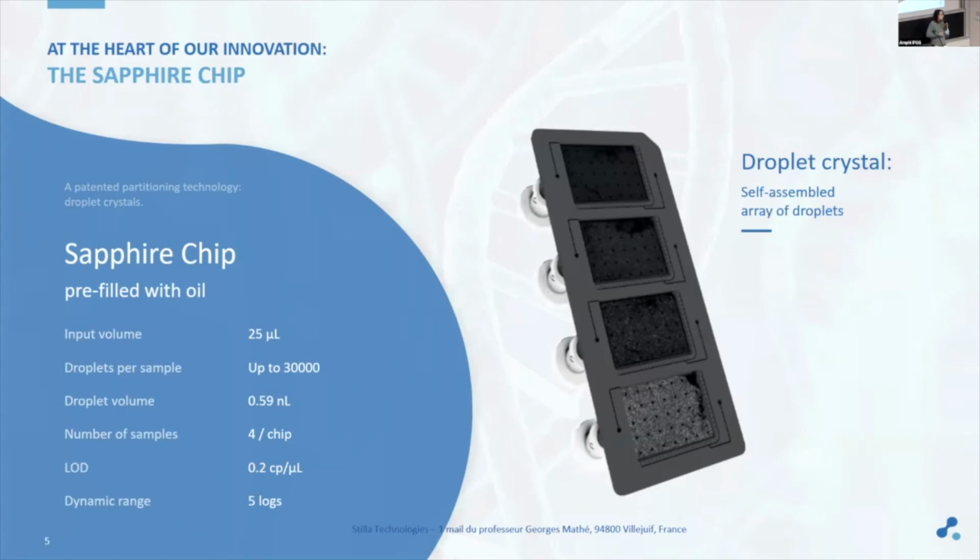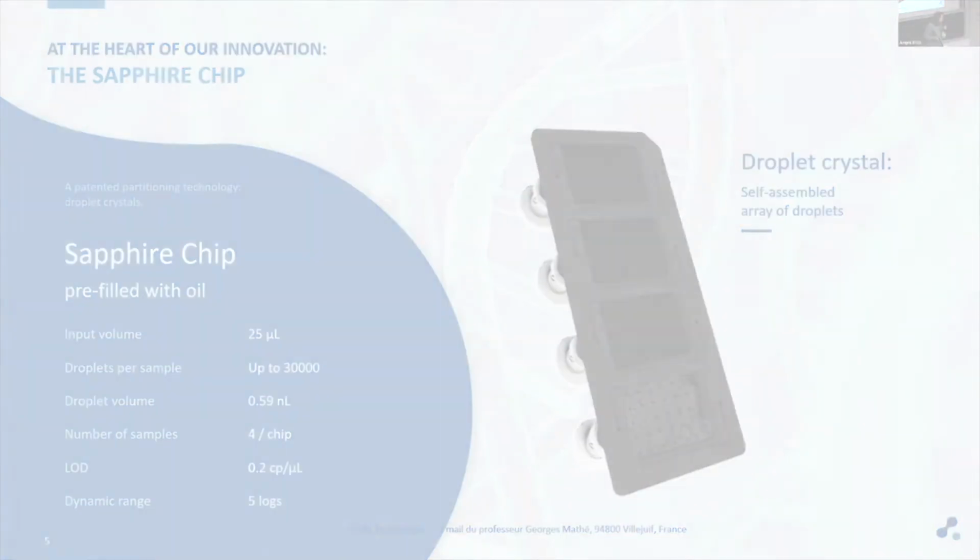It's already pre-filled with oil. It contains 4 microfluidic chambers here. So you load an input volume of 25 microliter of sample and PCR mix. And then in each chamber, you will generate up to 30,000 droplets. So it's a water in oil emulsion. And each droplet will have a volume of 0.59 nanoliter.